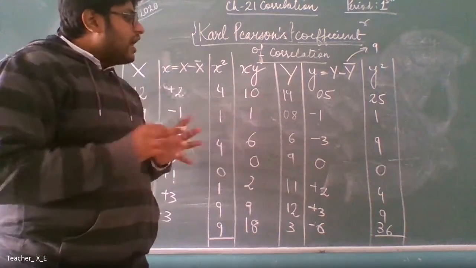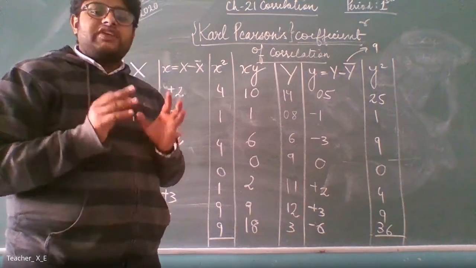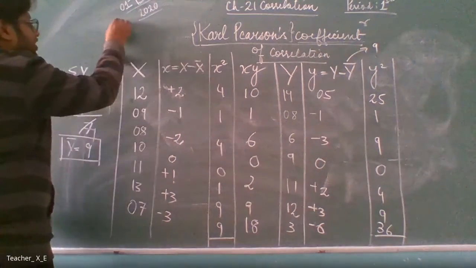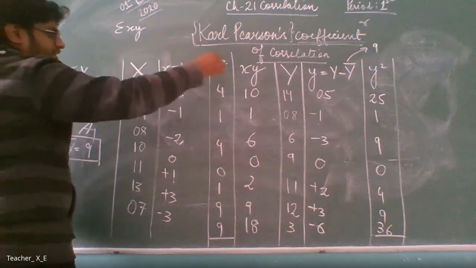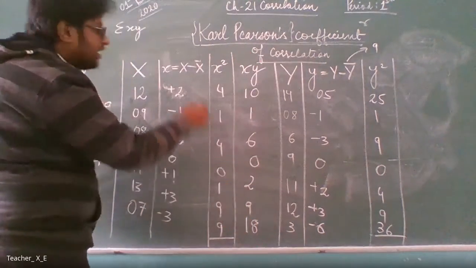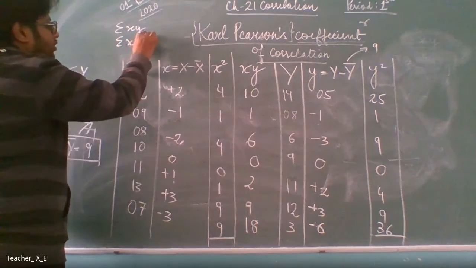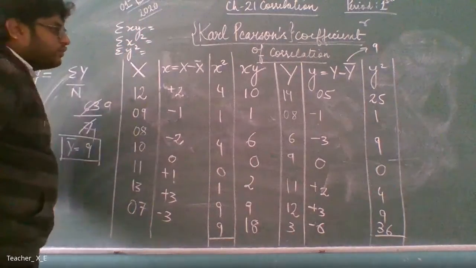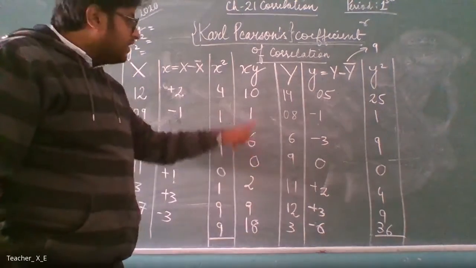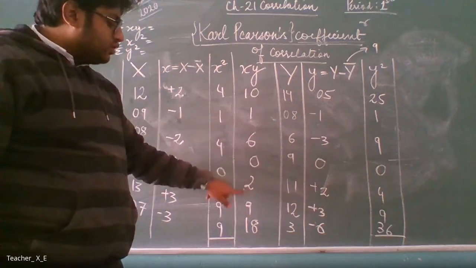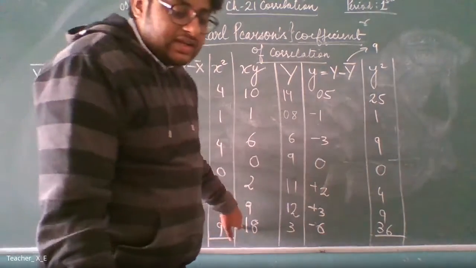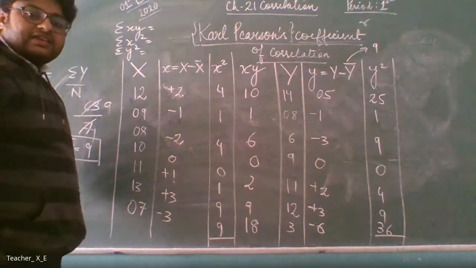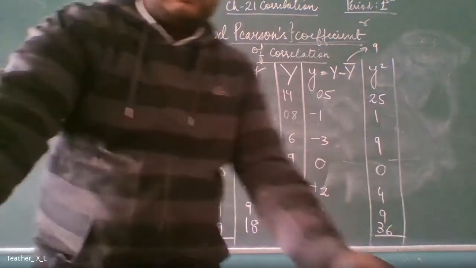Now we have to take the summation of each thing, because in the formula, we have to put the summation of xy. That means इसका total xy का total लेना है, x square का टोटल लेना है और y square का टोटल लेना है. So when we add 10 plus 1 plus 6 plus 0 plus 2 plus 9 plus 18, then you will get 46.